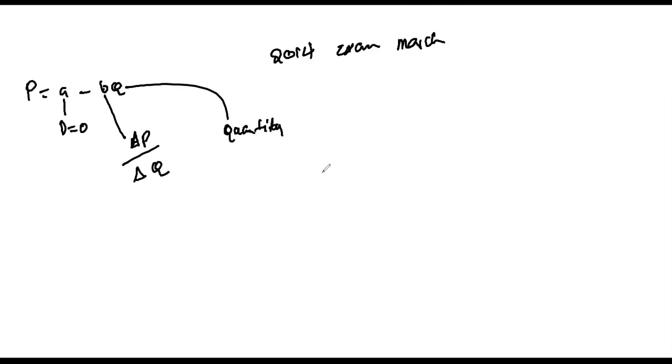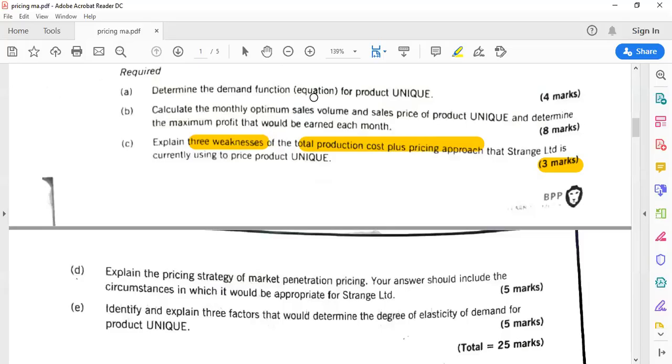So what do we do? Let's make the demand function. For us to make the demand function, we must go and read the story because there's a story. So there we go. Determine the demand function, 4 marks only. And then calculate the monthly optimum sales volume and sales price of product unique and determine the maximum profits that would be earned each month. So there are many things we're supposed to do. Optimum sales volume, and sales price. Have you seen? And there's a keyword there, and determine the maximum profit. So we are doing 3 things in that question.